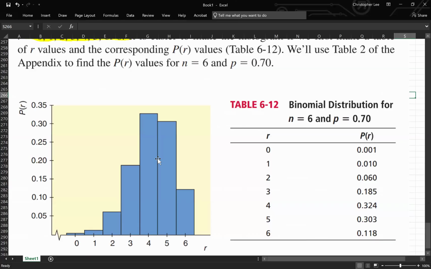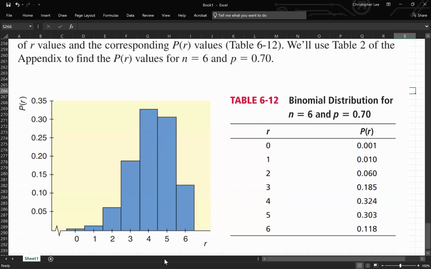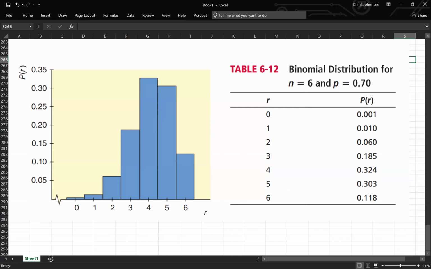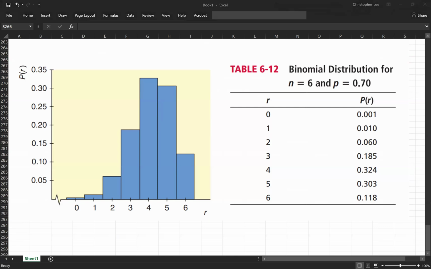X is these numbers, 0, 1, 2, 3, 4, 5, 6. So when you get that problem, you have to do this graph. Write it down. To get these, you can use the formula individually, or the calculator, or you can just take them from the table.